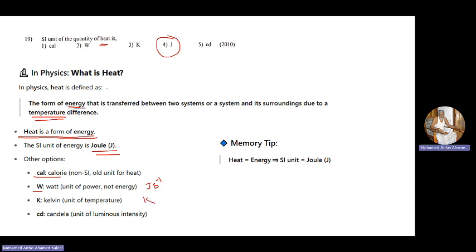But for this, we are not measuring Kelvin. It's used for the temperature, not for the heat. Okay, heat is measured in SI units as joule. So CD, candela, is the luminous intensity. Okay, so the only thing is we should know the idea that heat is energy. Heat is energy transferred between two systems or surroundings due to the temperature difference. If you know that one clearly, confidently, then you can answer the question easily, in a very short time.